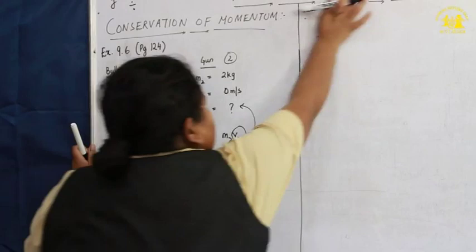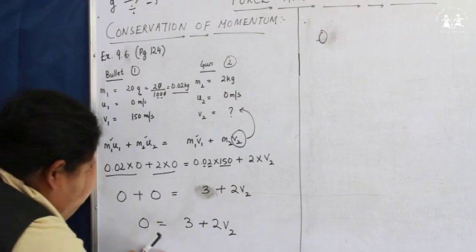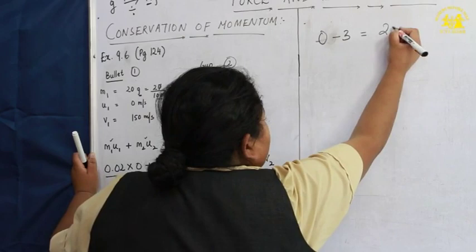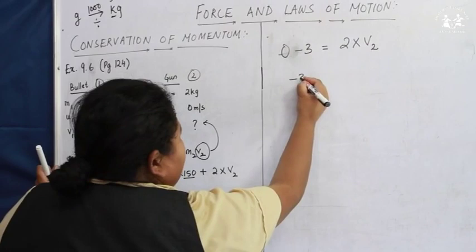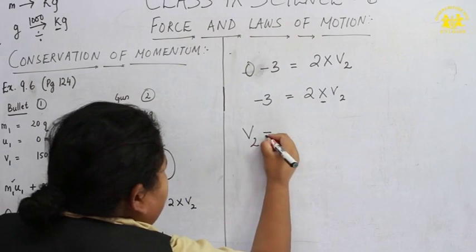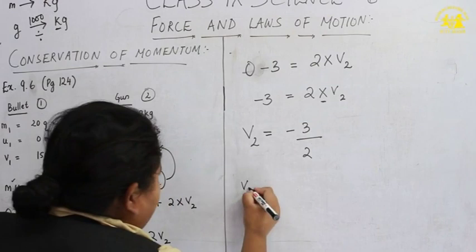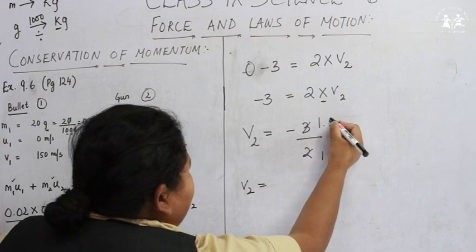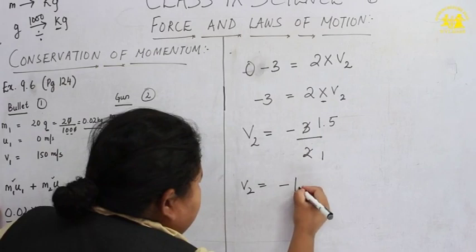Okay. Minus 3 is equal to 2 times V2. Zero minus 3, we get minus 3, is equal to 2 times V2. Then divide by 2. So V2 is equal to minus 3 divided by 2. 2 ones are 2, 2 5s are 10. So minus 1.5 is the velocity, in the unit meter per second.